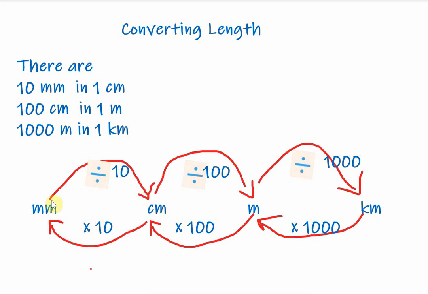If you are moving from the smallest unit to the biggest unit, you will have an arrow on the top. If you are moving from the biggest unit to the smallest unit, you will have an arrow on the bottom. Also, if you are moving from smallest to biggest, you will have a division of 10, 100, 1000. And if you are moving from biggest to smallest unit, you will have a multiplication of 10, 100 and 1000. Let's do some examples in the next slide to understand this diagram.